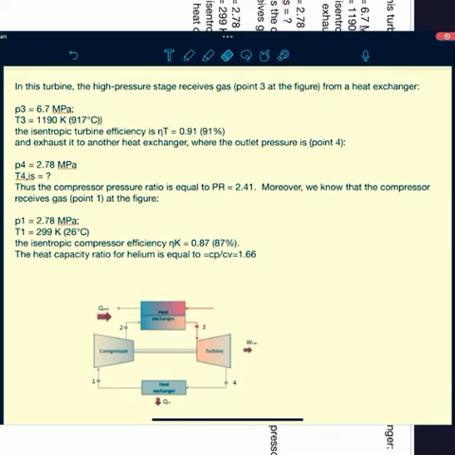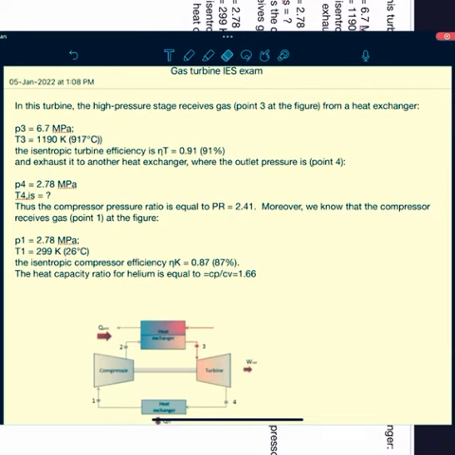Let us discuss this question of gas turbine, and the question will cover all the aspects related to PSU, GATE and IAS exams. So we'll start this question of gas turbine.